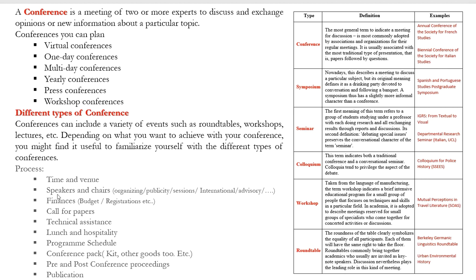Next, speaking in general, online and hybrid. Generally both ways are there, and hybrid modes are there. Generally there are speakers, known as keynote speakers, and chairs. Chairs are generally organizing chairs, publicity chairs, session chairs, international chairs and advisory chairs, like this.